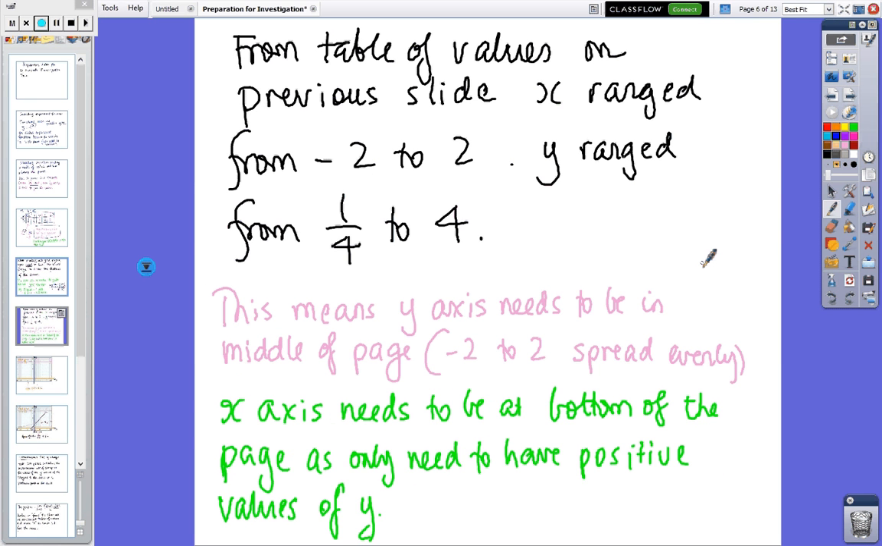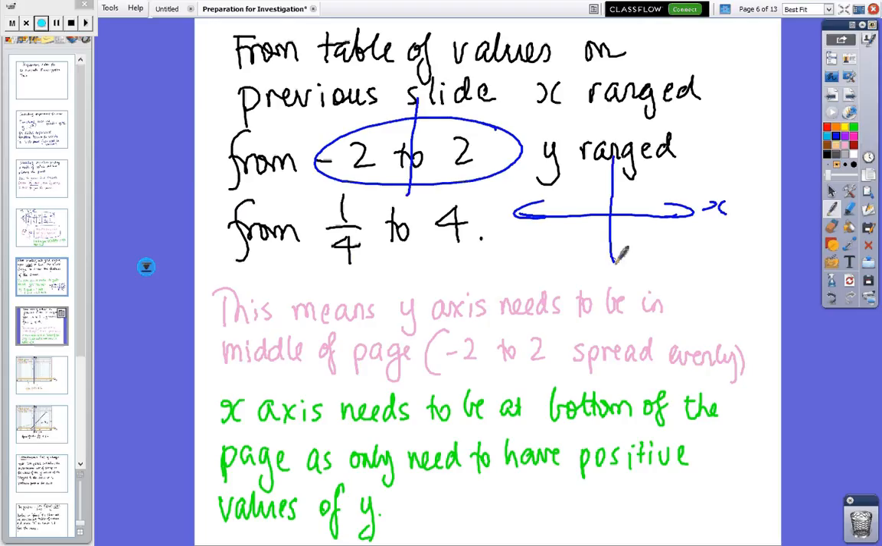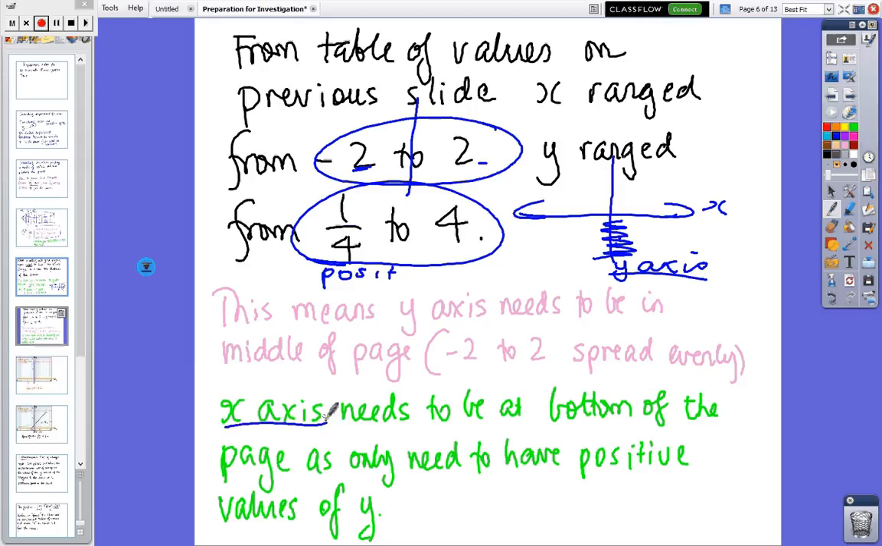So what we do when we're looking at sketching it is look at the table of values, and for instance, we're looking at the x values, so we're going to be plotting along the x-axis, and these numbers are symmetrical, so we can divide them down the middle, so that means you're going to put your y-axis in the middle. But when you look at the y numbers, these are all positive, which means that there's no numbers down here, so you're not going to use a bottom part. So the y-axis goes in the middle, but the x-axis can be at the bottom.